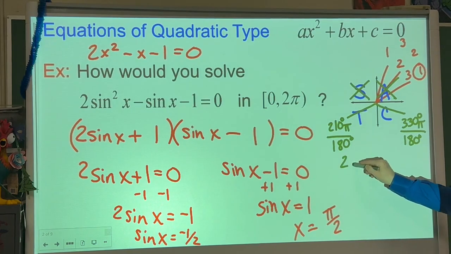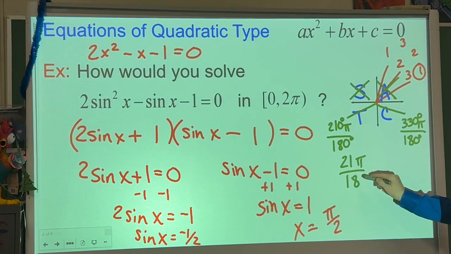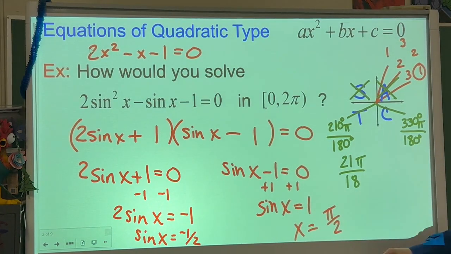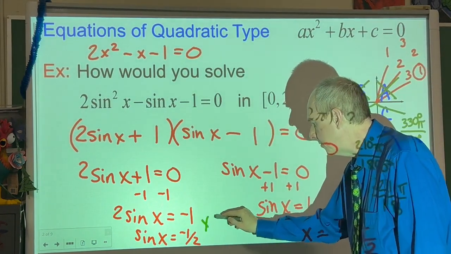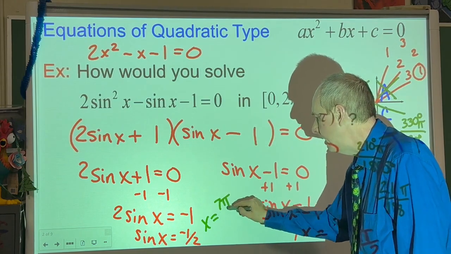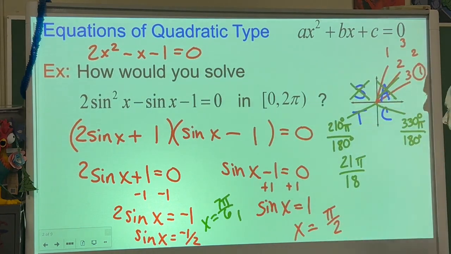21 pi over 18 reduces. They're both divisible by 3. Divide by 3, divide by 3. So one answer is 7 pi over 6.